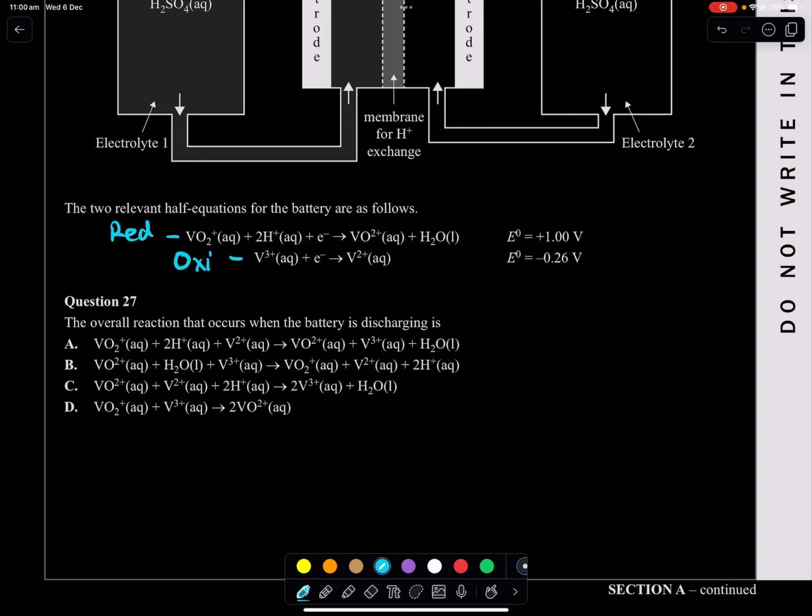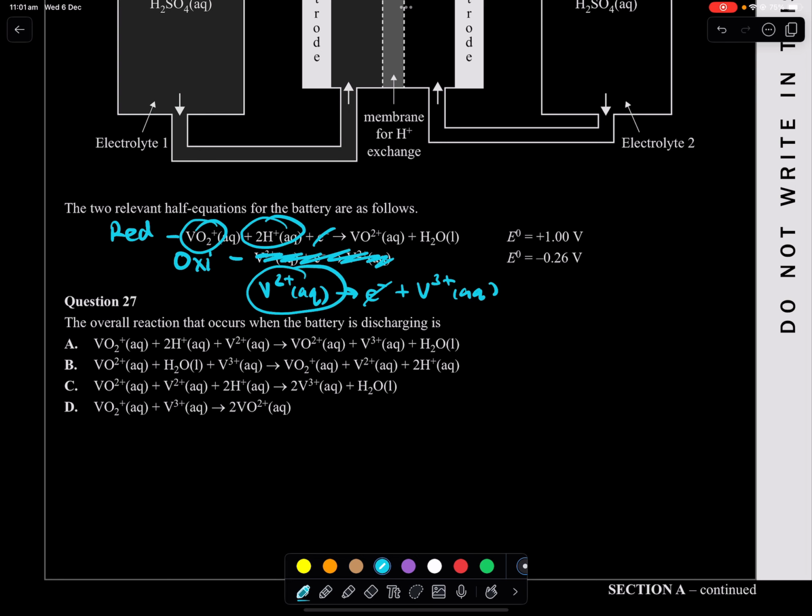So what we do is we swap this around. So it's going to be V2 plus AQS goes to e minus plus V3 plus AQS. So let's write that up, and then add them together. Those electrons will cancel out. So it'll be this plus this, which is what?